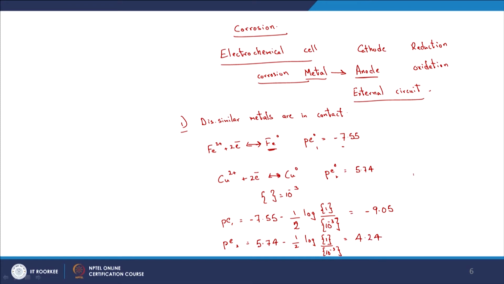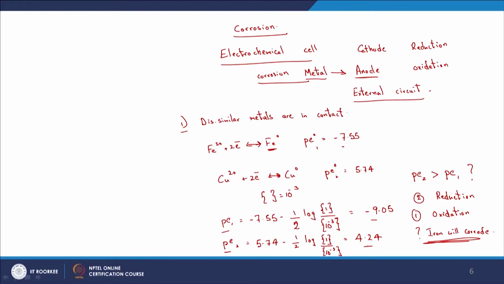So from here you see that pe2 is greater than pe1. So what does this mean now? It means that 2 will proceed as reduction and 1 as oxidation. So what does this mean now? When the copper and iron are in contact with each other, one is oxidation, thus iron will corrode.